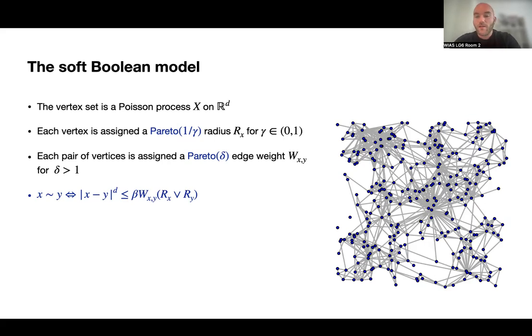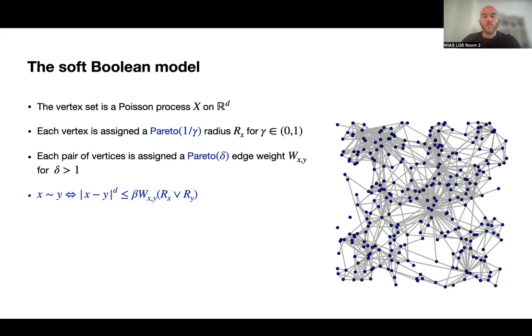If we have a look at the picture here, we see that the soft Boolean model has two effects. We can see long edges, but also heavy-tailed degree distributions. Heavy-tailed here means I see stars which are much more connected to neighbors than maybe on average. So I have two main effects, long-range edges and the heavy-tailed degree distributions.